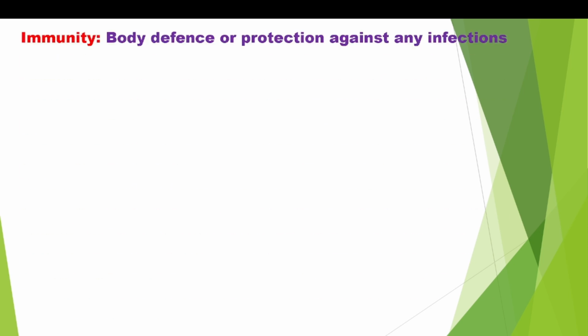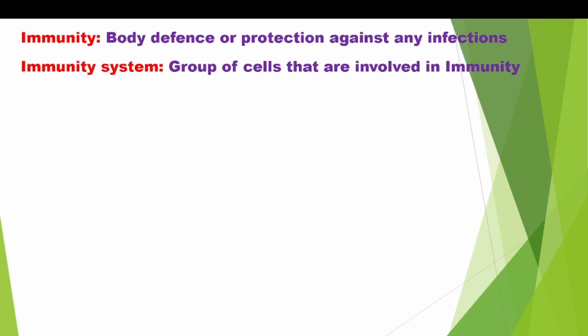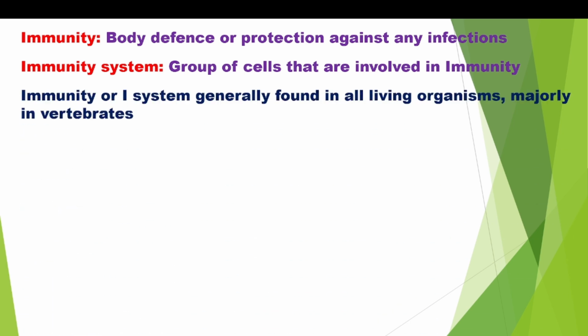So what is immunity? It is the body's defense or protection against any infections. Any living organism shows defense or protection against infections. This is called immunity. What is the immune system? The group of cells that are involved in the immunity process is called the immune system. So the total cells involved in immune function are called the immune system.